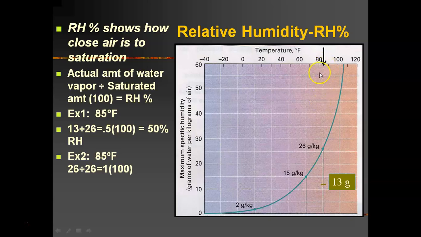Now, let me give you another example. Okay, we're still at 85 degrees, and let's say the actual amount of water vapor in the air at 85 degrees is 26 grams. Well, we see the saturated amount is also 26 grams. And so what we're going to wind up with is the actual amount divided by the saturated. We've reached saturation, and so we're going to have 100% relative humidity. And so, again, what we need is to reach saturation, all right? And that's the beginning of condensation. You add more water vapor, and you will continue to condense.